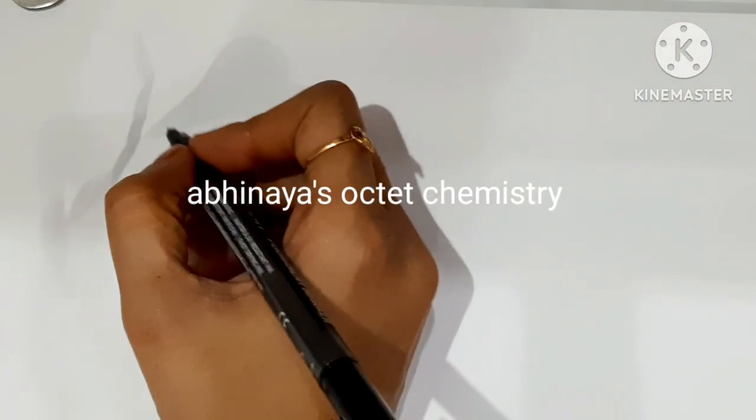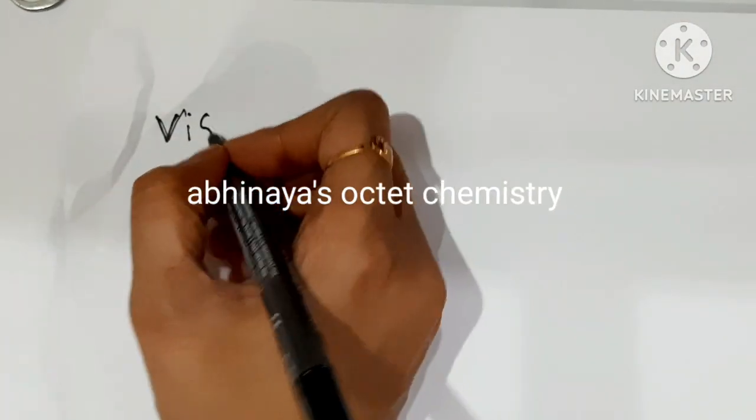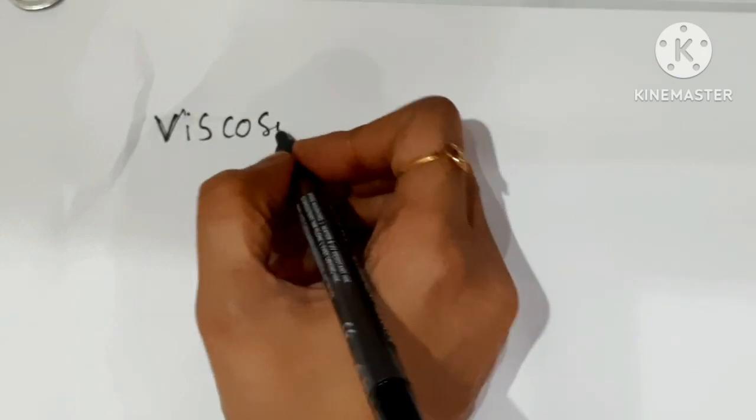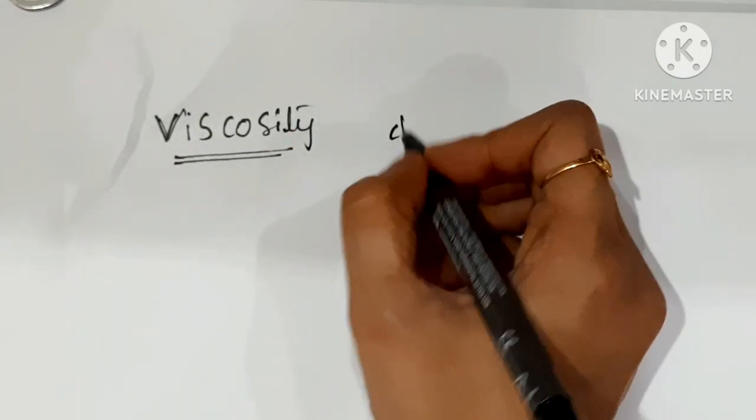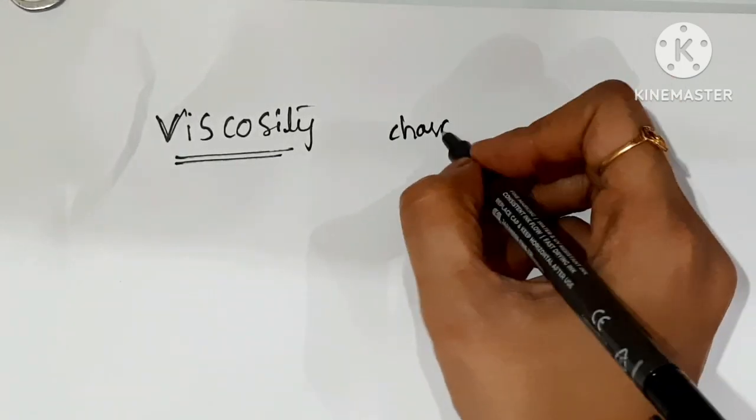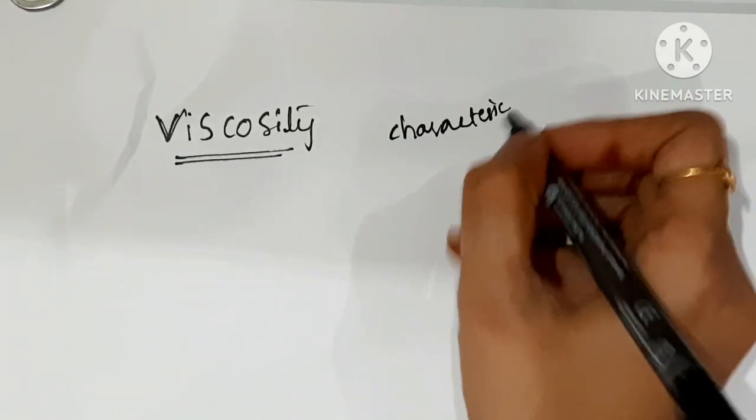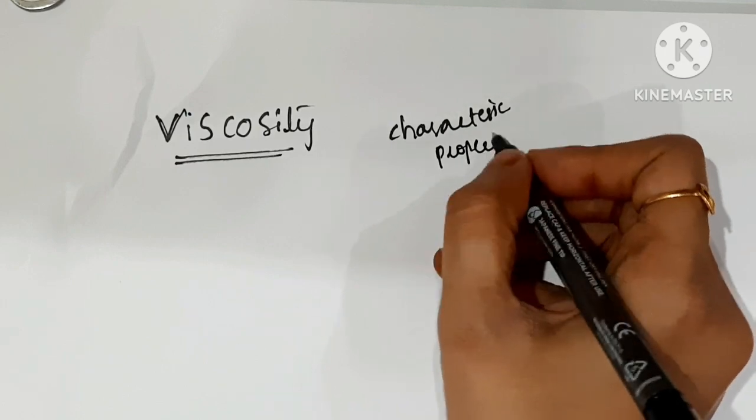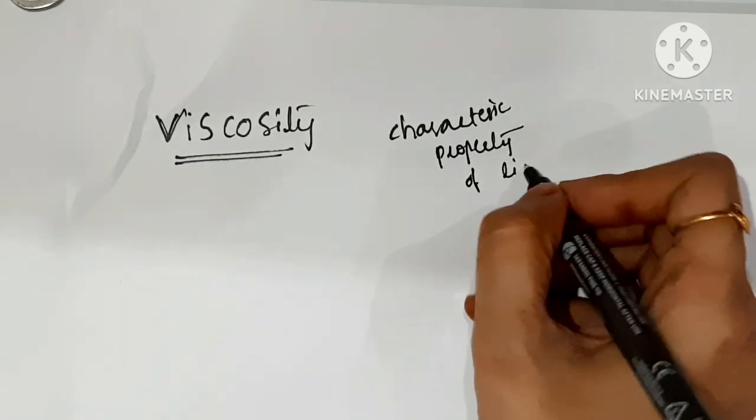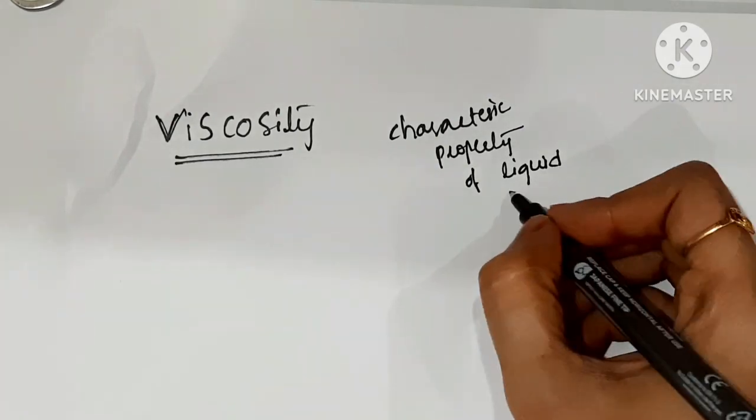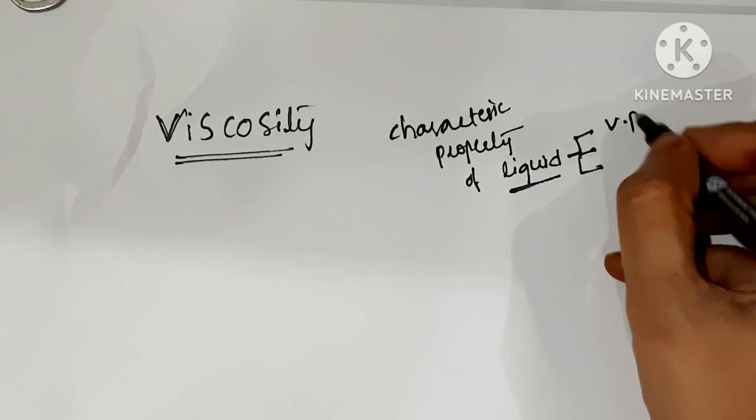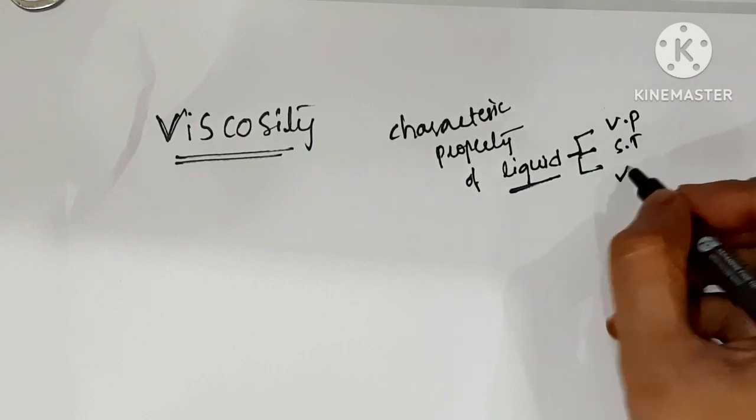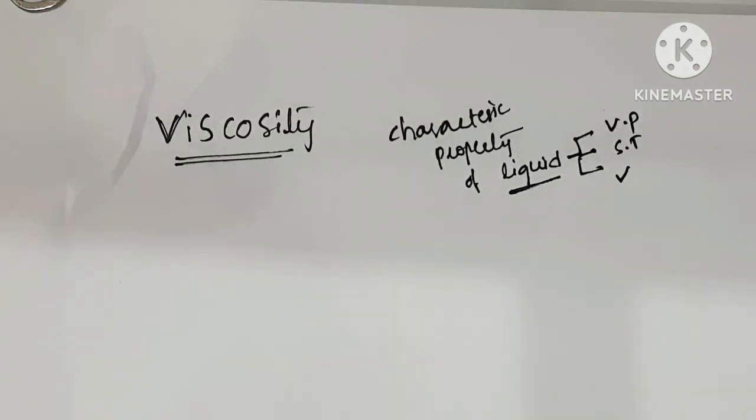In this video I am going to explain about viscosity. Viscosity is the characteristic property of the liquid state. In the liquid state there are three properties: vapor pressure, surface tension and viscosity. Here I am going to explain about viscosity.